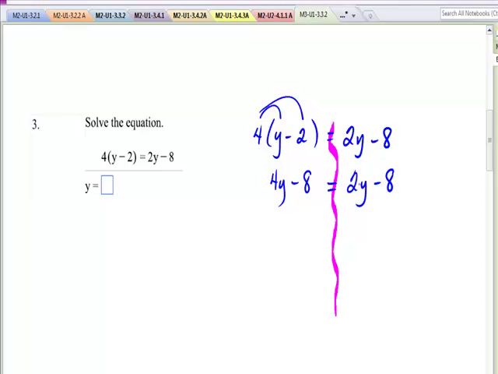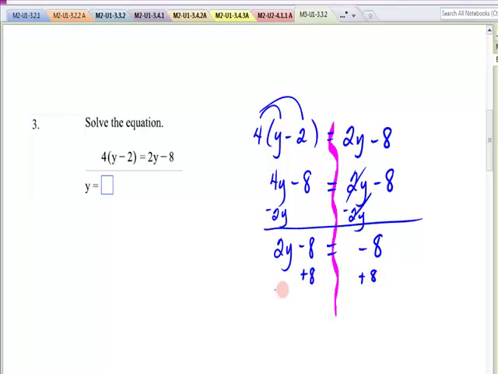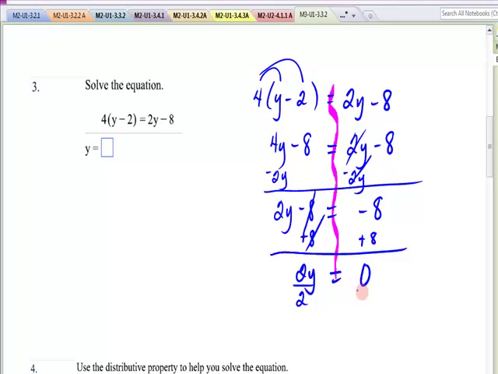Do I have variables on both sides? Yes. I choose to subtract 2y from both sides. That gives me 2y. Bring down a minus 8 is equal to negative 8. Focus on the side with the variable. Let's get rid of the constant, doing the opposite, which is to add 8. That gives me 2y is equal to, in this case, 0. 0 is a very nice, friendly number. I'm going to divide by the coefficient, and 0 divided by any number other than 0 is 0. So I'm done.